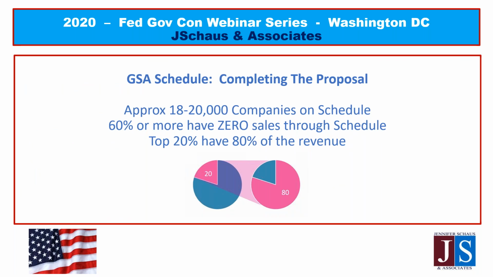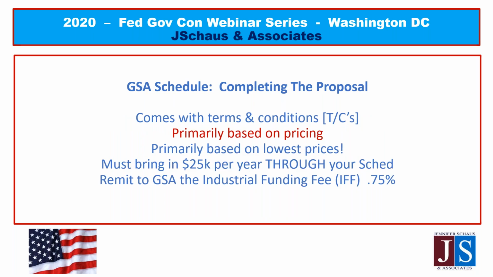And now that we're talking specifically about the schedule, you've got about 20,000 companies that hold a GSA schedule, and more than half of them have zero sales through their schedule. Now, they may have $5 million or $10 million worth of revenue, and it could be with a federal government agency, but that agency may be purchasing through another contract vehicle. So it's basically the 80-20 rule that the top portion of the schedule holders have the bulk of the revenue. So all of this data is public. Do your homework before you decide to go down the path.